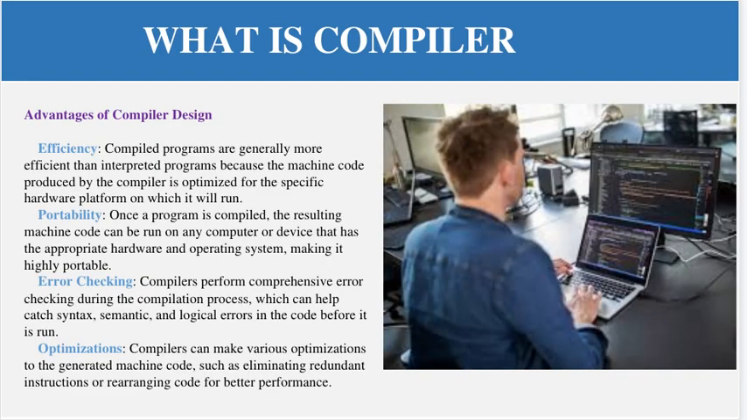Now we can talk about the advantages of the compiler, because if you can understand the basic purpose of a compiler, that it is basically converting the high level source code into machine language code. Now the main advantage of the compiler is basically efficiency. Efficiency means that compiled programs are generally more efficient than interpreted programs, because the machine code produced by the compiler is optimized for the specific hardware platform on which it will run.